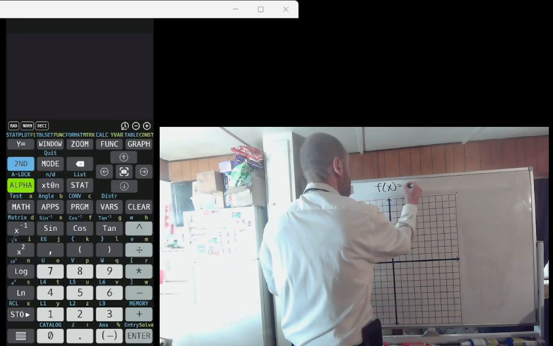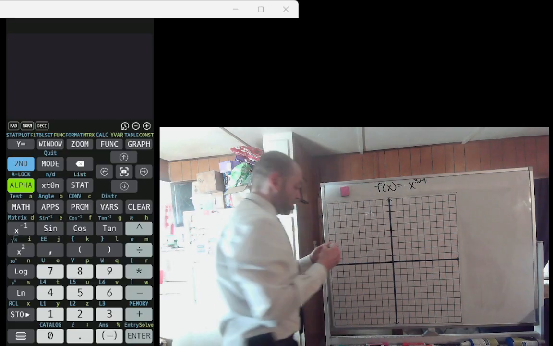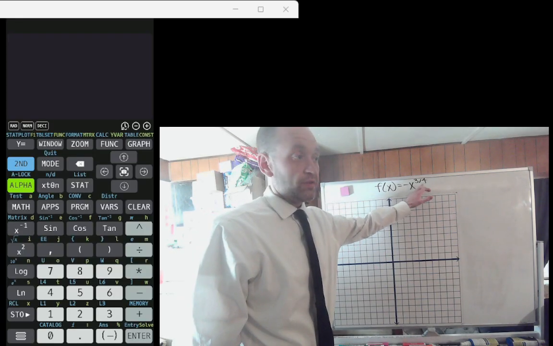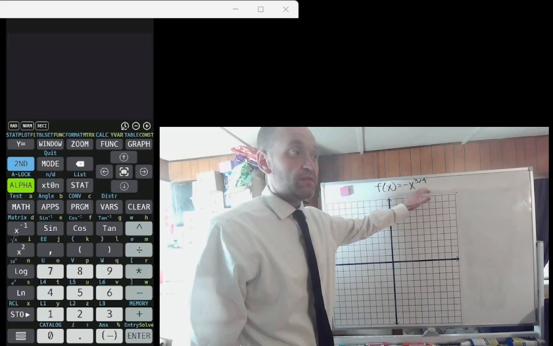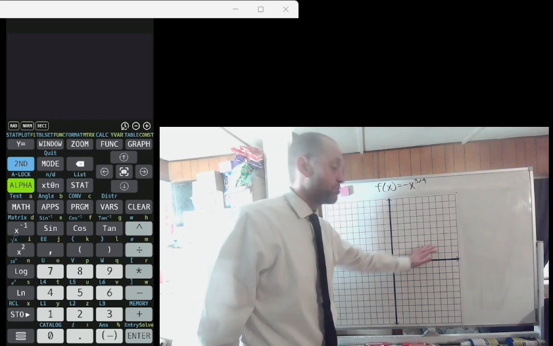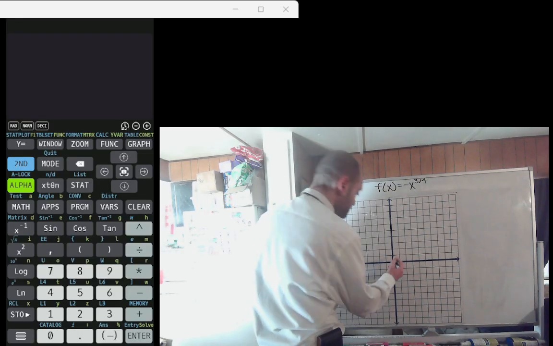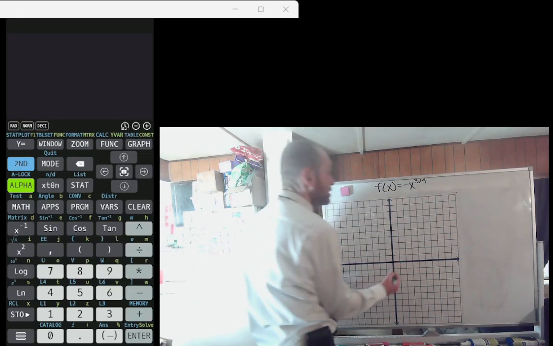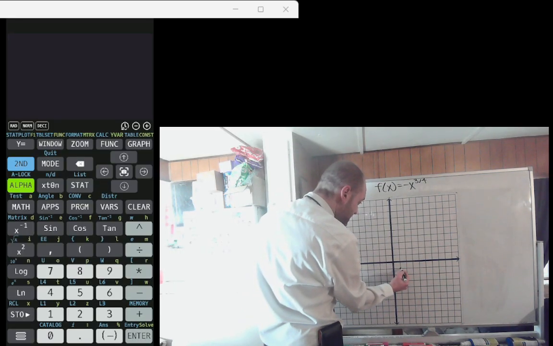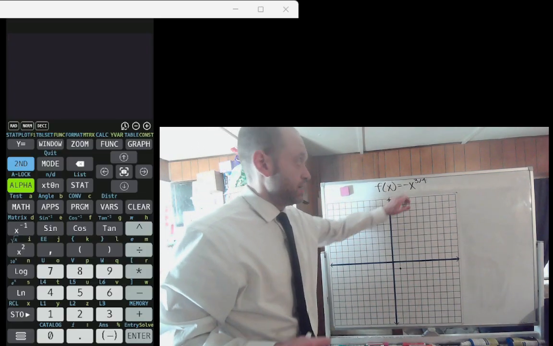F of x equals negative x to the 3/4. Well, if we remember from Algebra 2, we have an even root, so it's not going to be defined for negative values of x, so we can only consider positive values of x. So let's put in 0, of course. You'll still get 0, but what about 1? You would actually get -1 simply for the fact that it's got a negative sign on it.